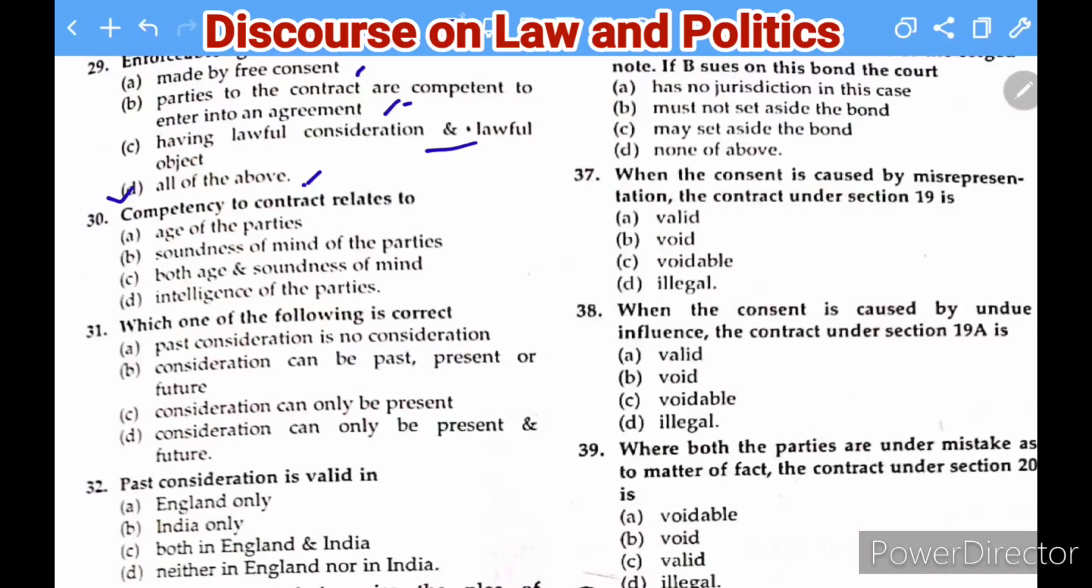Coming to the next question, competency to contract relates to age of the parties, soundness of mind of the parties, both age and soundness of mind, intelligence of the parties. So competency to contract relates to what kind of things? So just give your answer here. Competency to contract relates to. So just give the answer immediately. So a person is competent when he is above the age of 18 and he is having soundness of mind. So that means both conditions are required for competency to contract. Moving to the next question.